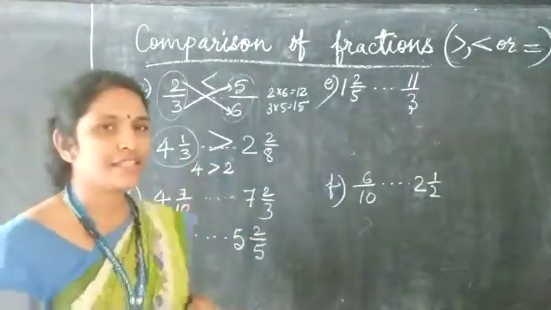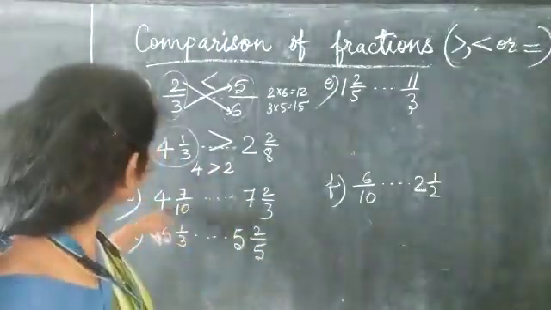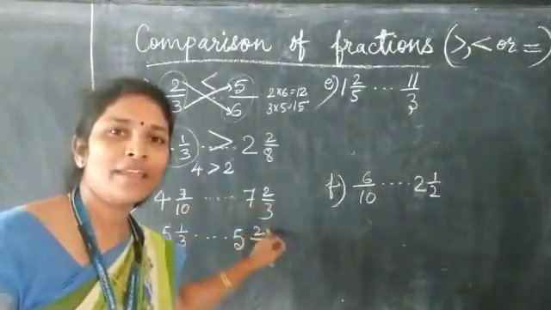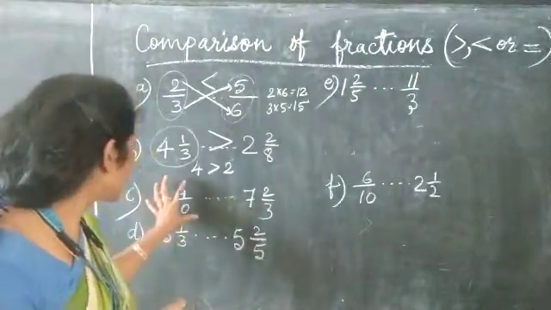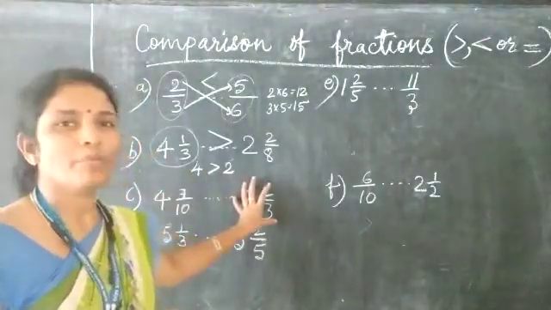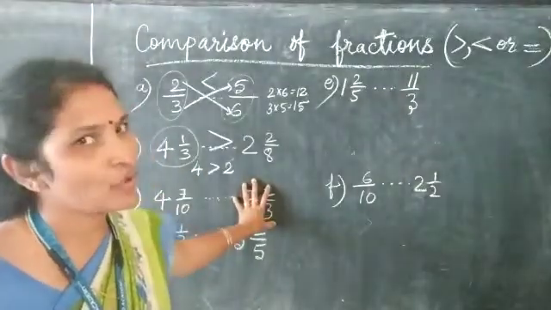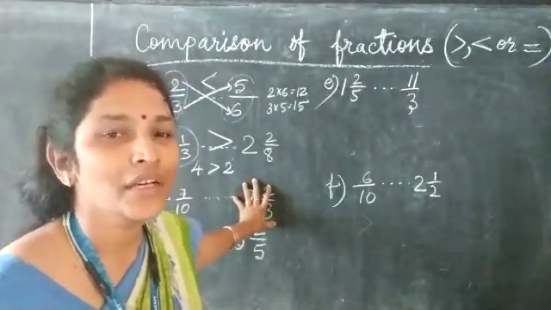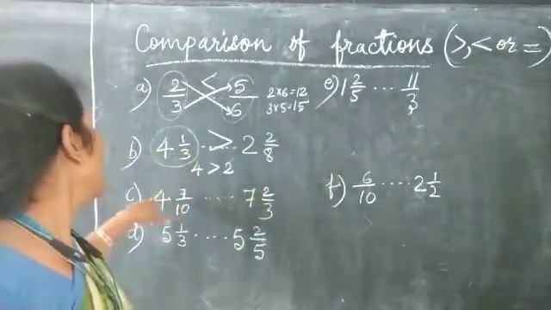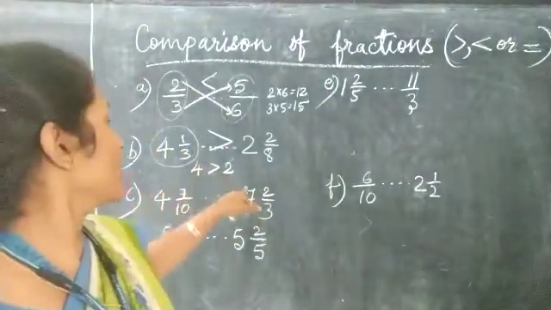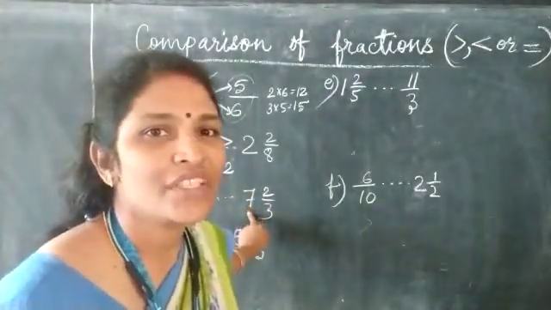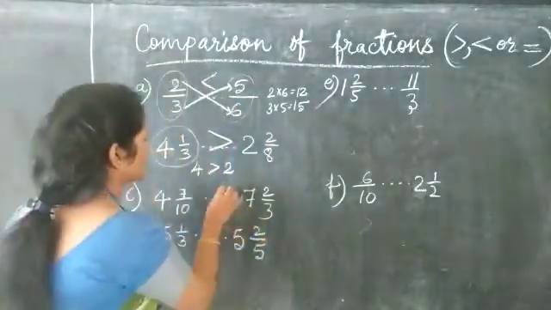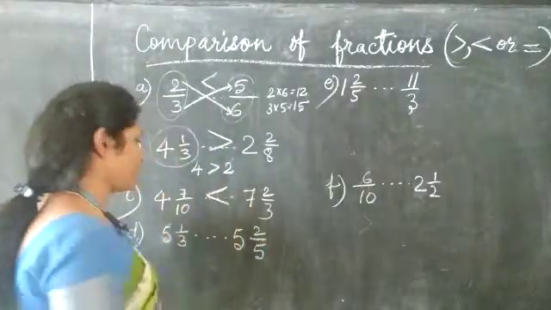Okay. Next you can see question number C. 4 7 by 10 and 7 2 by 3. Here also you can see both are mixed fractions. If both are mixed fractions, what do we have to do? We have to compare the whole numbers. Here whole number is 4, here whole number is 7. Which is greater? 7 is greater. So this fraction is greater.